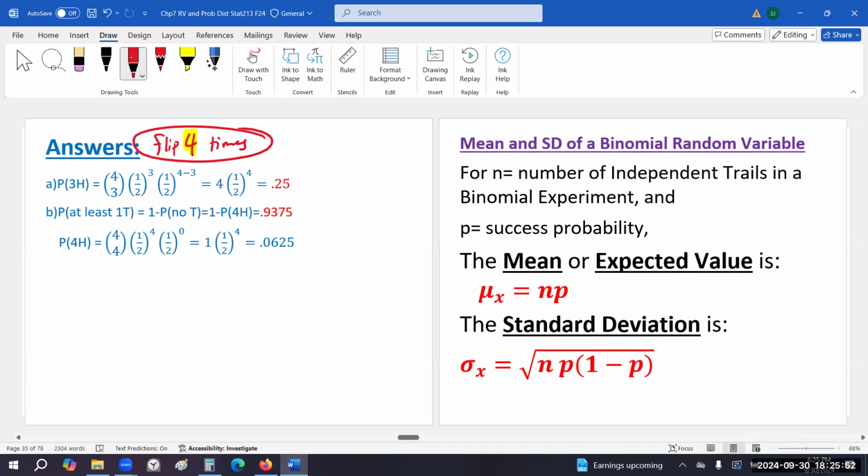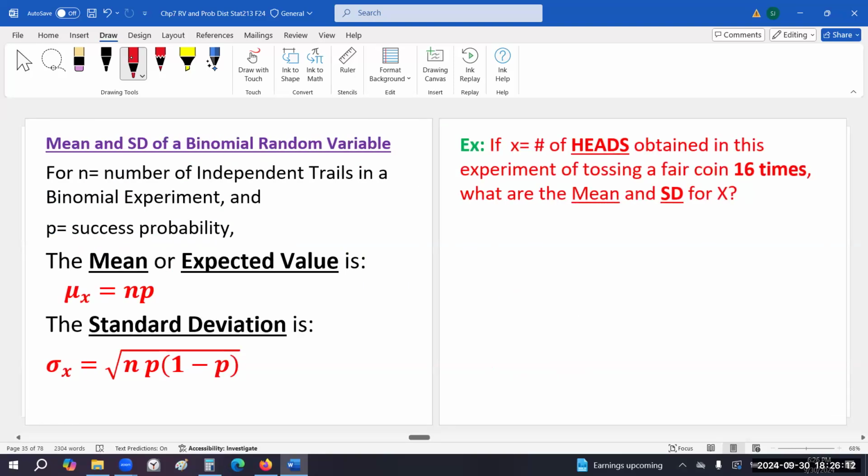Now, how do you find the mean? So you flip it for 40 times. Now you have to find the mean. What is the average number of times you get head or tail? To find the mean, all you have to do is multiply the number of trials times the probability of success. For example, here x represents the number of heads, and we are flipping it 16 times. What is the mean number of heads and the standard deviation? We want to see the average times we get head.